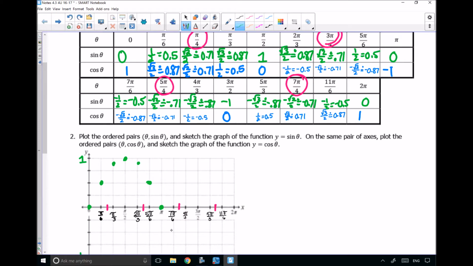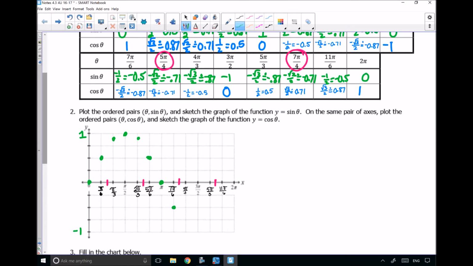7 pi over 6 is -1/2. I'm going to skip 5 pi over 4 for right now. 4 pi over 3 is -0.87, okay? 3 pi over 2 is -1. 5 pi over 3 is about -0.87. I'm going to skip 7 pi over 4 for right now. I'm going to go to 11 pi over 6, and I know that that's -1/2. And then 2 pi is going to be 0.